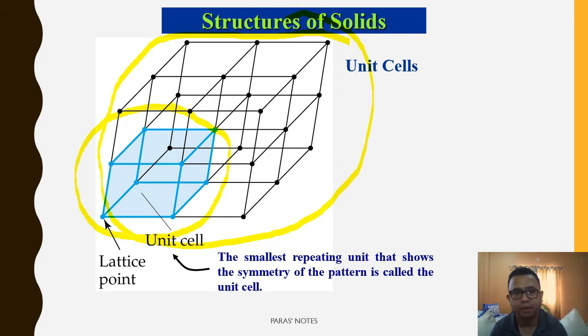As you can see, the unit cell which is colored is the same kind of unit cell as many others. In fact, precisely, you will see altogether 8 unit cells in that crystal. Again, you can see the smallest repeating unit that shows the symmetry of the pattern is called the unit cell. This is what the unit cell is.